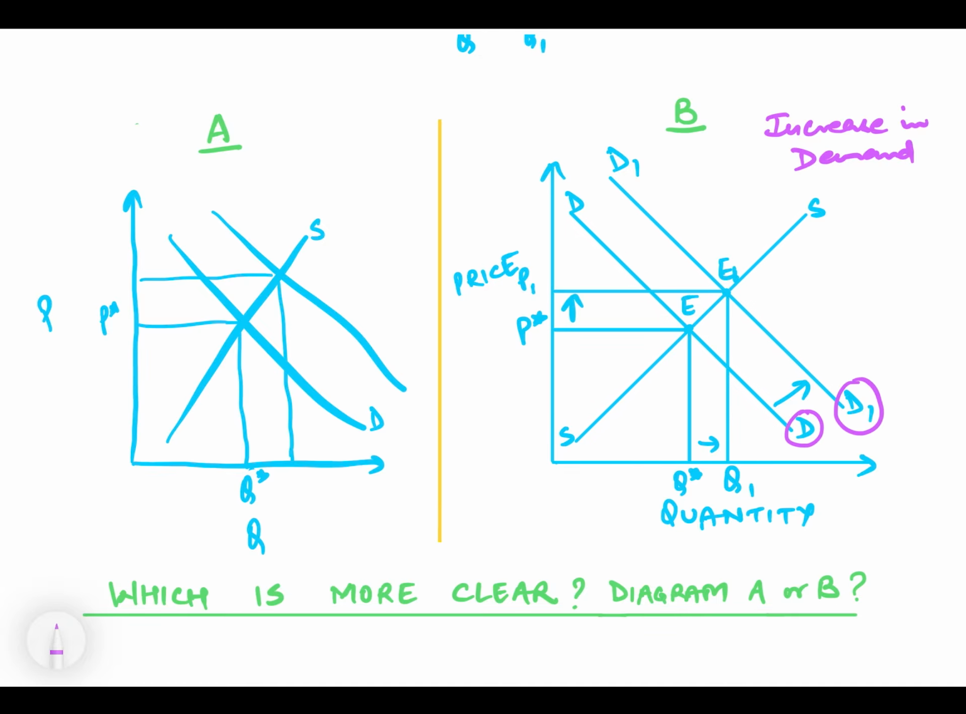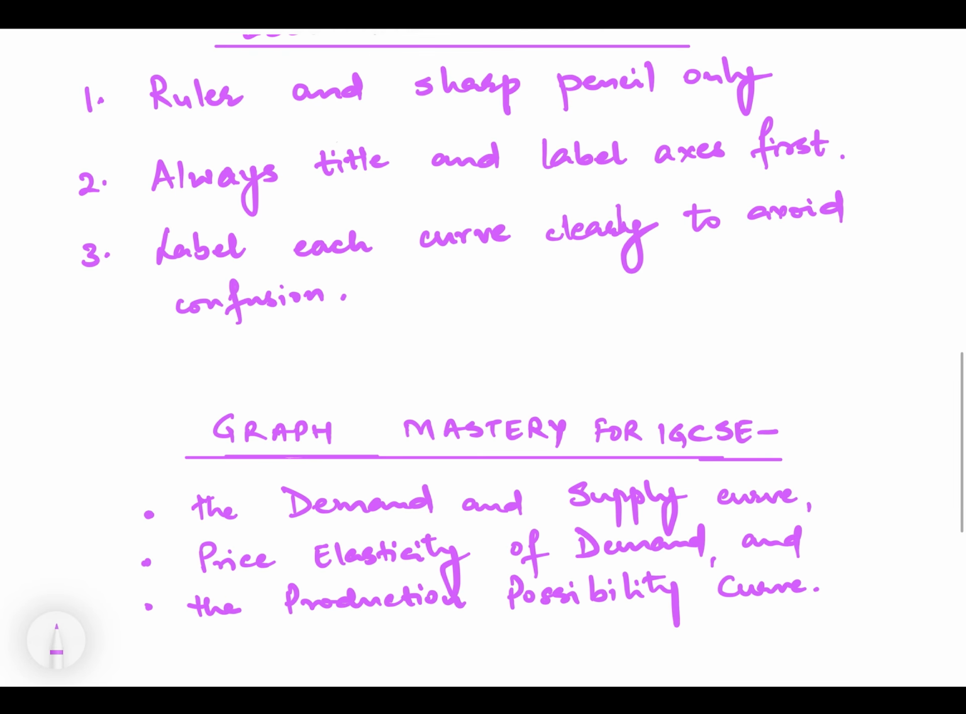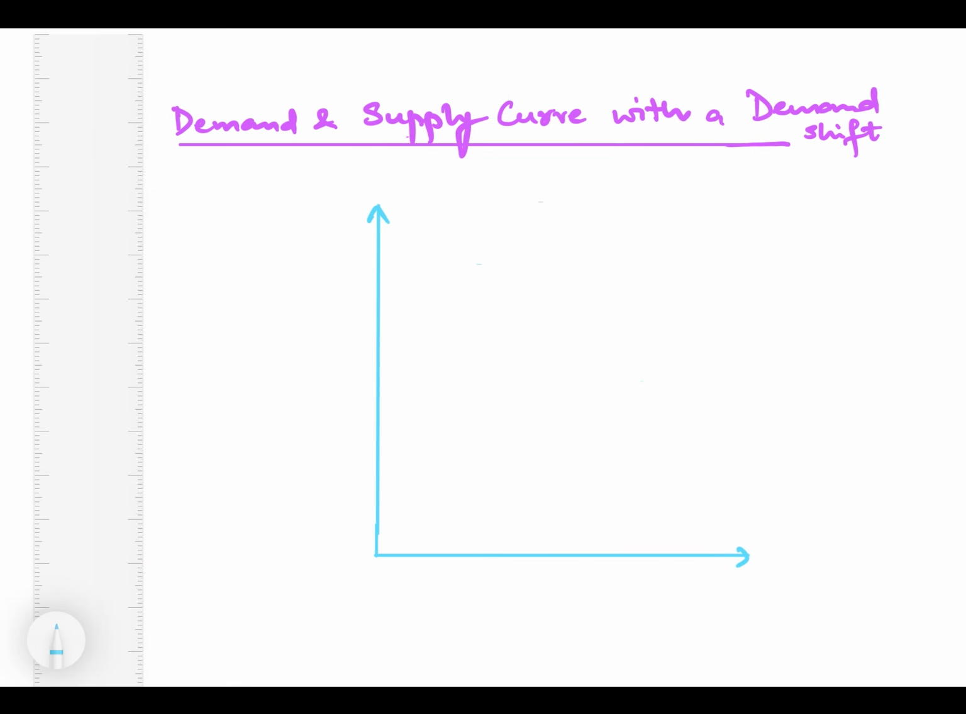So these are important. So welcome to Graph Mastery for IGCSE Economics. In this lesson today, I will show you 3 diagrams that appear in almost every paper: the demand and supply curve, price elasticity of demand, and the production possibility curve. Get these right and you will secure some of the easiest marks in the exam. Let's start with the basic demand and supply diagram.